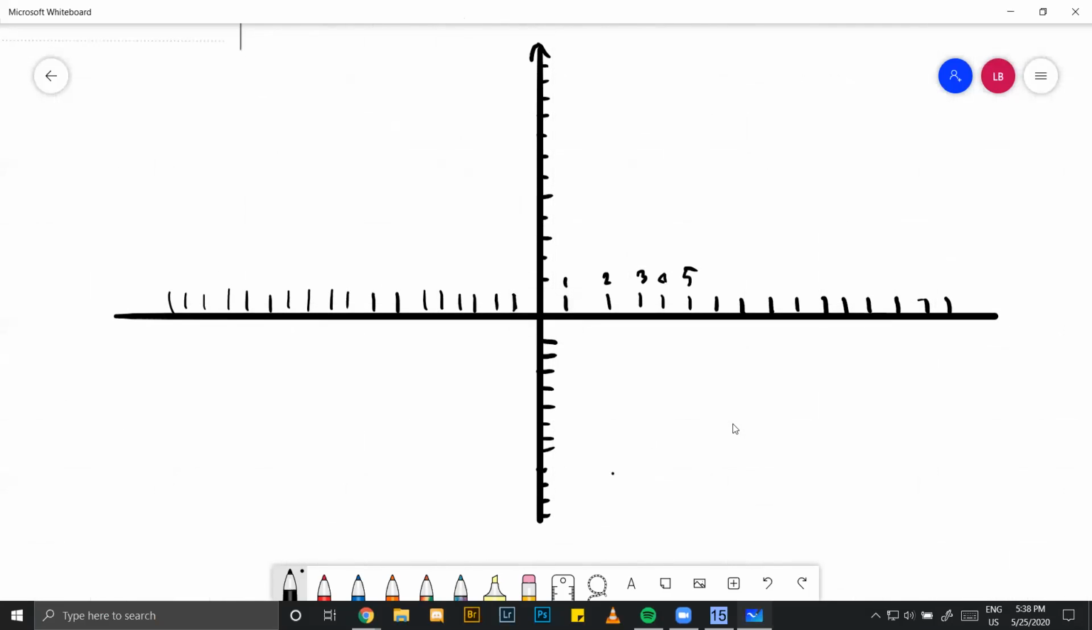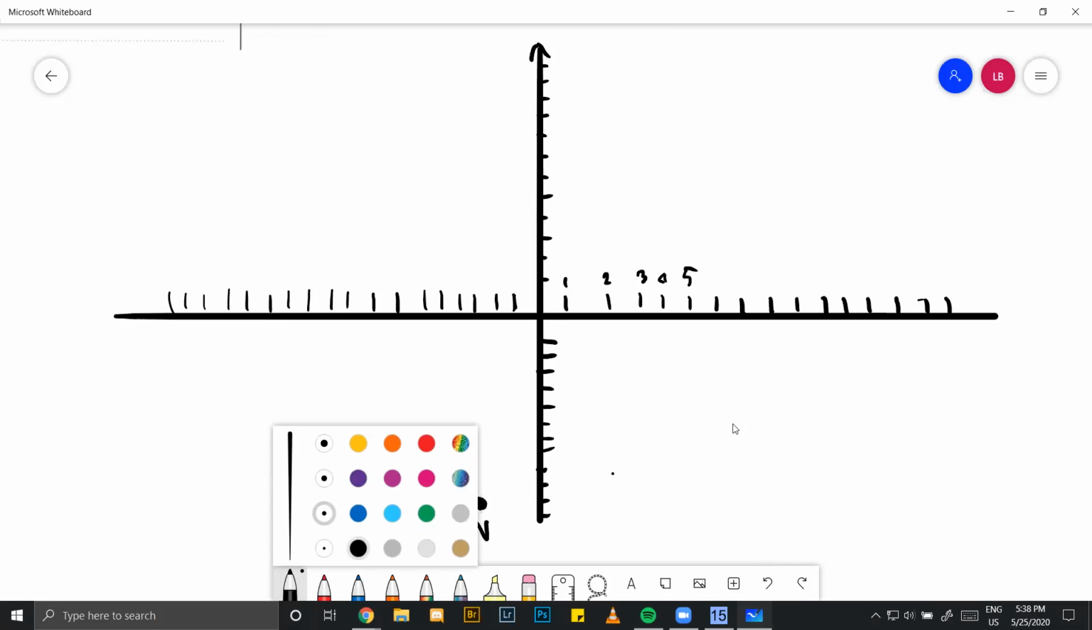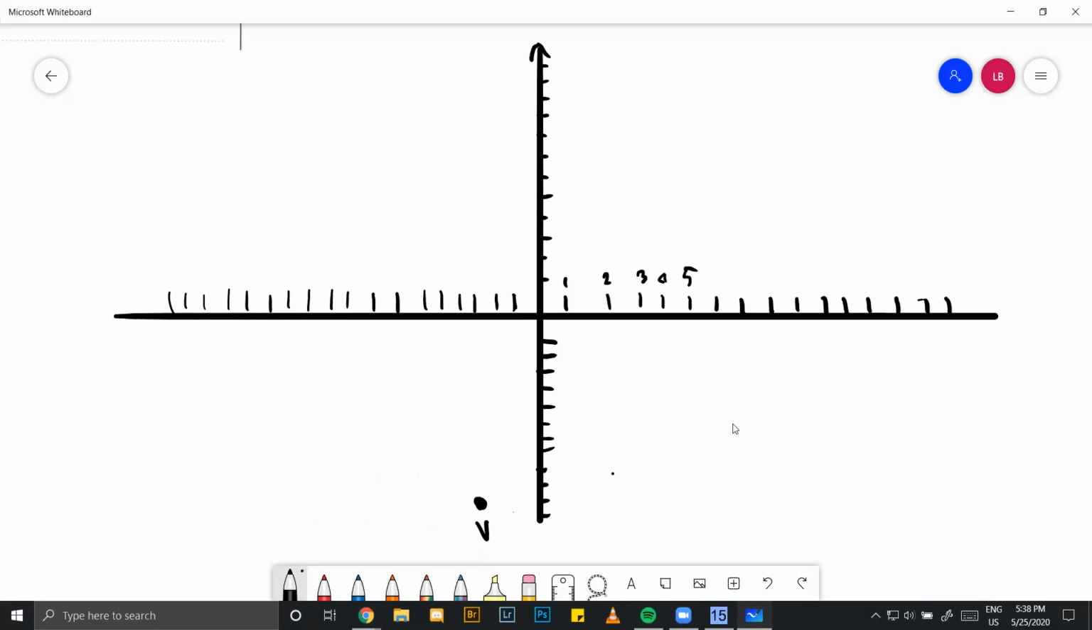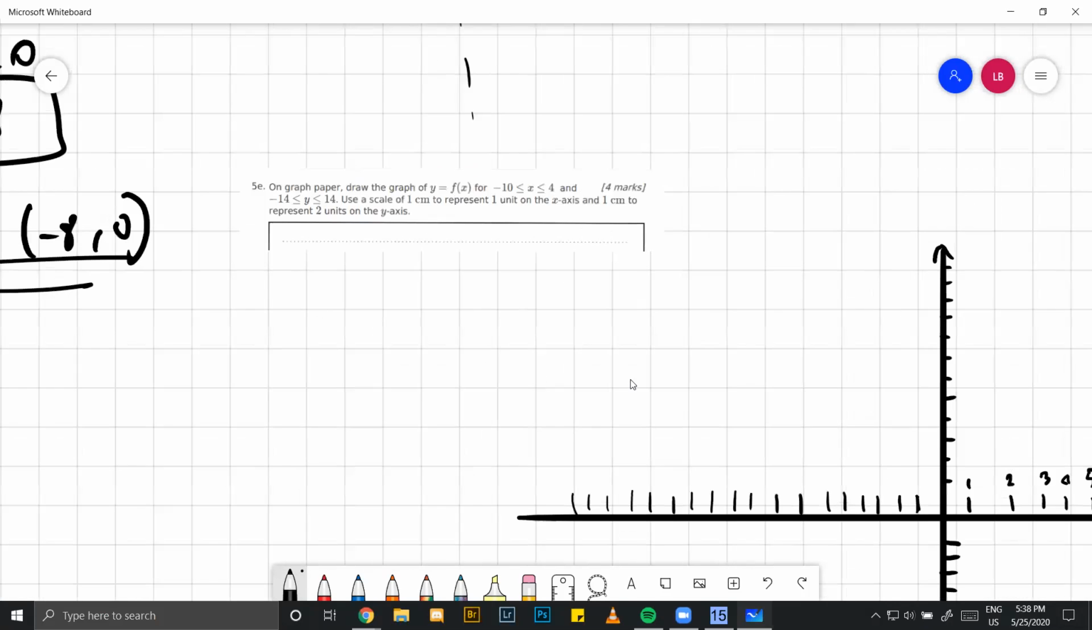The x coordinate is -3, so it's here. That's -1, -2, -3. And -12.5: -1, -2, -3, -4, -5, -6, -7, -8, -9, -10, -11, -12, and -12.5 is right here, approximately. That's our vertex, -3, -12.5.